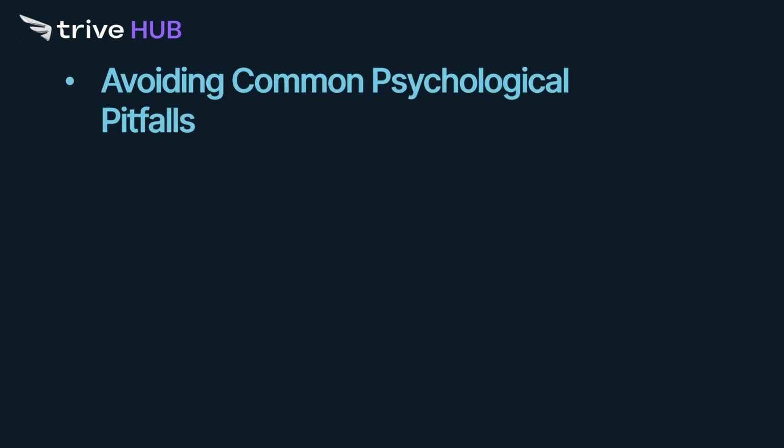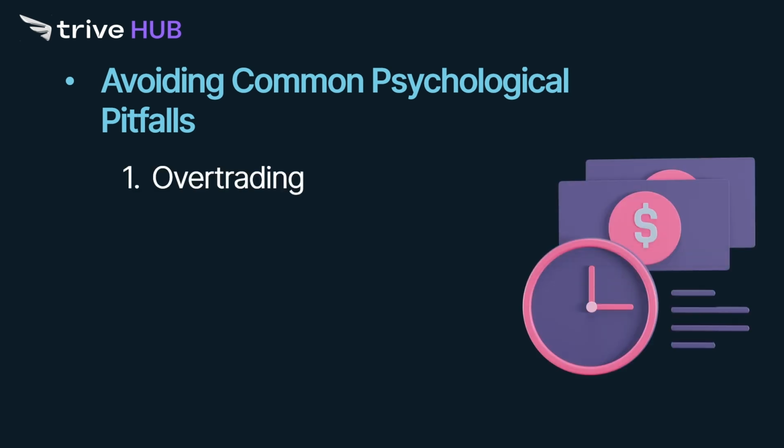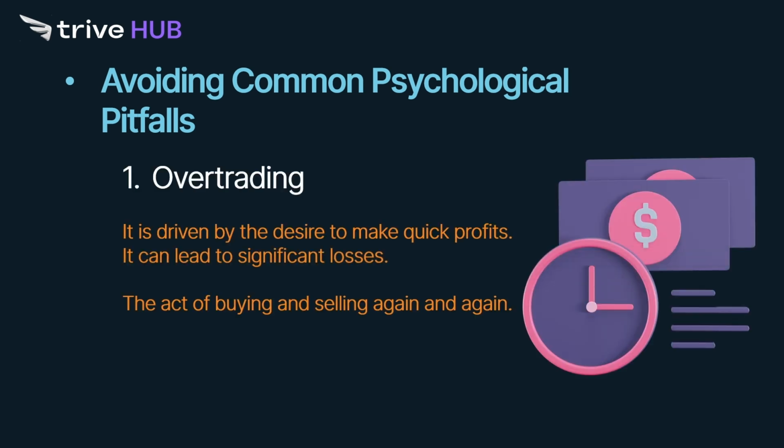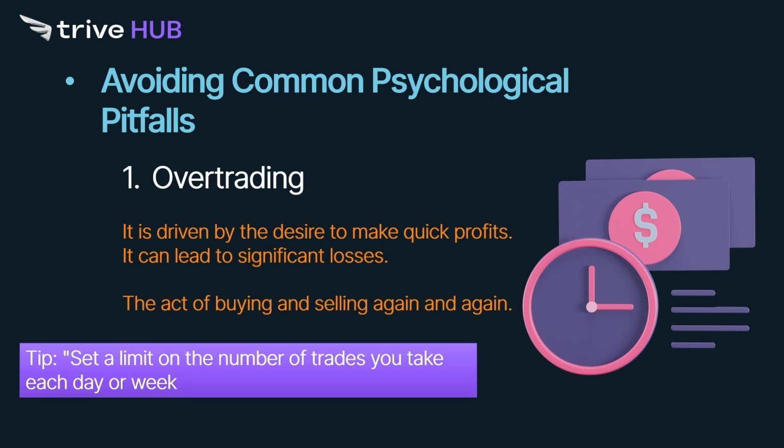And to maintain the desired emotional control, you need to avoid some common psychological problems, and one of them is overtrading. Overtrading is driven by the desire to make quick profit. It can lead to significant losses. So what you can do is set a limit on the number of trades you are going to take each week. Then revenge trading is the enemy of trading.